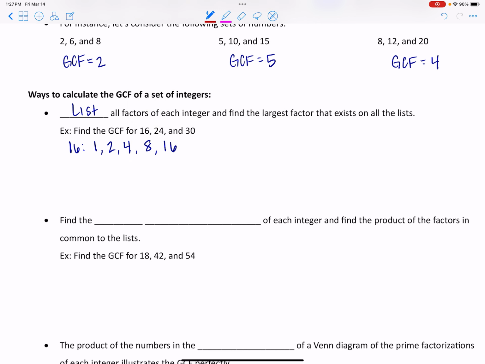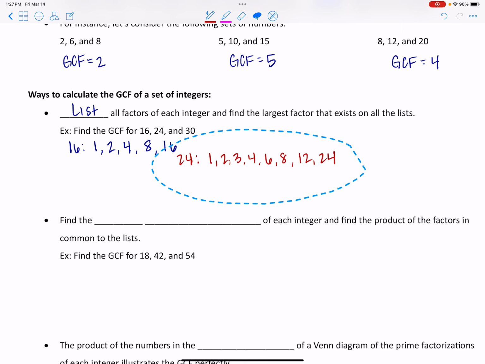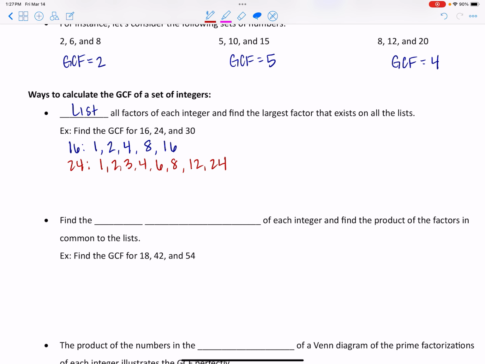Let's make the list of factors for 24. So we can divide by 1, 2, 3, 4, 6, 8, 12, and of course itself. And now I'm going to run out of space, so let me just move this guy over. Now let me make my list of factors for 30, which is the last number on my list here. So I can divide by 1, or 2, or 3, or 5, or 6, 10, 15, and then 30.